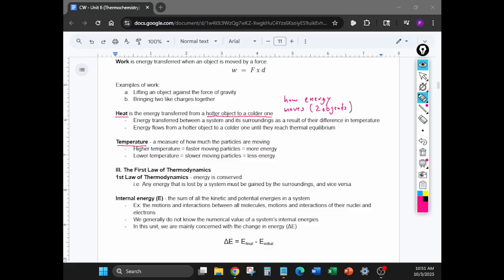All right, temperature is different. Temperature always has to do with one object, and it's basically how fast the molecules are moving. So how fast the molecules move. And it has to do with one object.